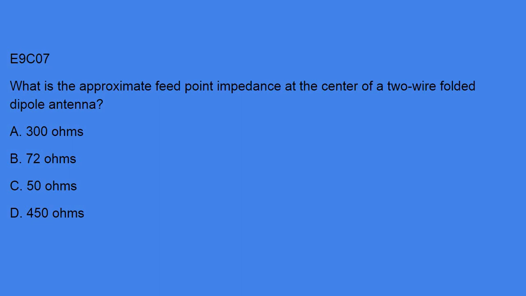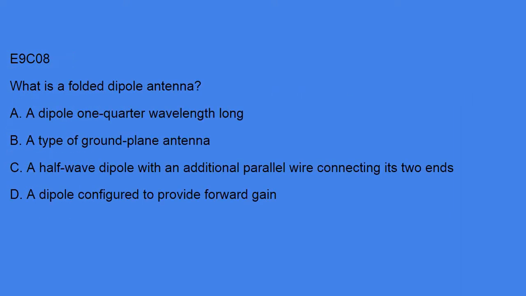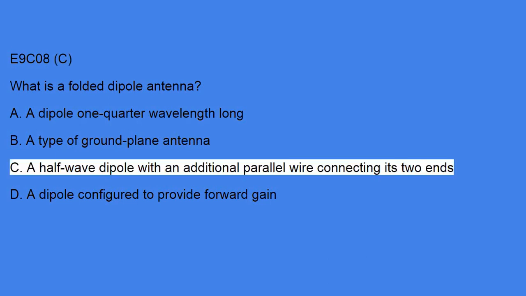E9C07, what is the approximate feed point impedance at the center of a two-wire folded dipole antenna? 300 ohms. E9C08, what is a folded dipole antenna? A half-wave dipole with an additional parallel wire connecting its two ends.